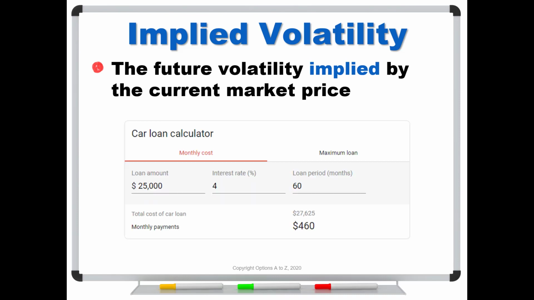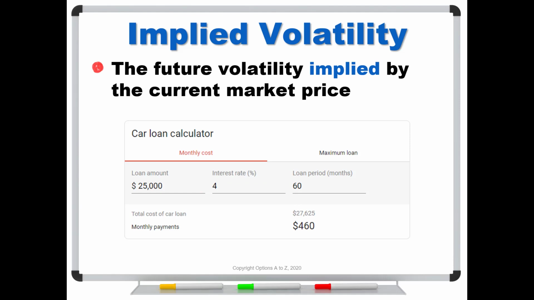Let's say that you're looking at buying a new car. And so here's a car loan calculator. So we put in some inputs, $25,000 car, 4% interest rates, and 60 months for the period of the loan. And we hit enter and it comes up with this price of $460 per month. This is the typical way that we work the calculator. Loan amount, interest rate, number of months, and it spits out the monthly cost. This is exactly how a Black-Scholes pricing model works. We put in some factors and it spits out the options price that you would expect to see.